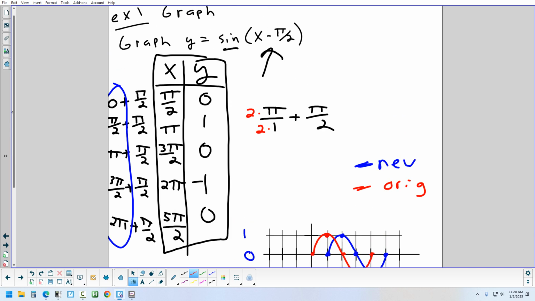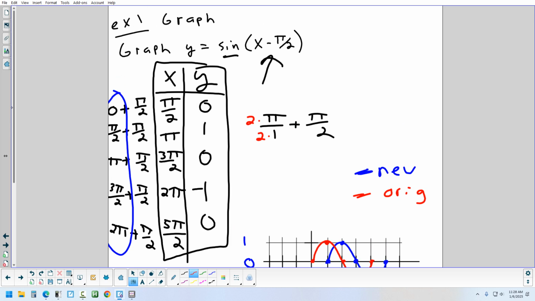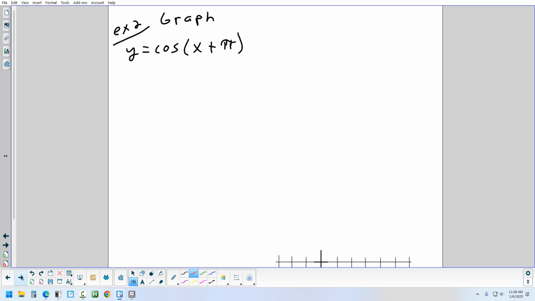All right. So that's a sine function shifted to the right. Let's try a different one. So now this is a cosine function. The only difference between sine and cosine is that starting table. All right. What kind of transformation is this? How about a little more general? Yeah, it's a horizontal shift.